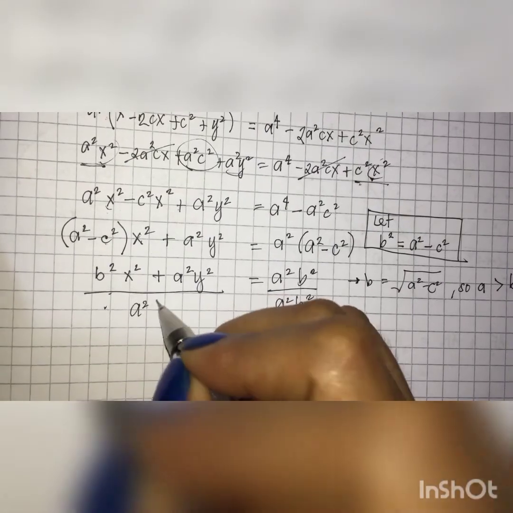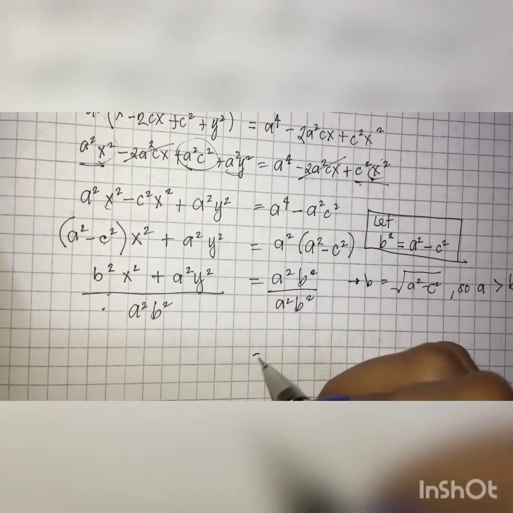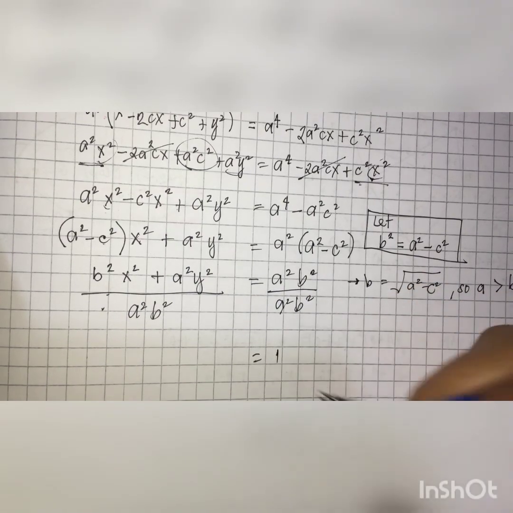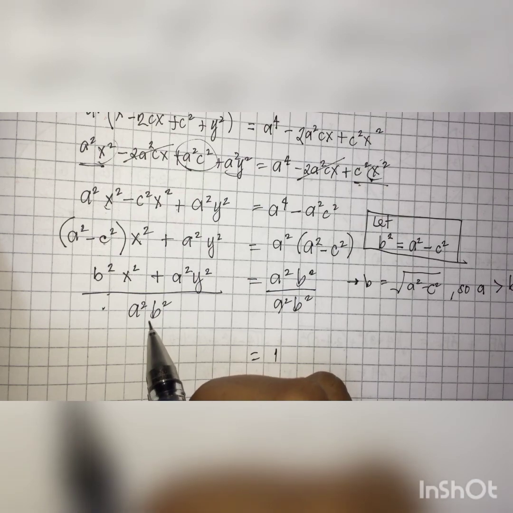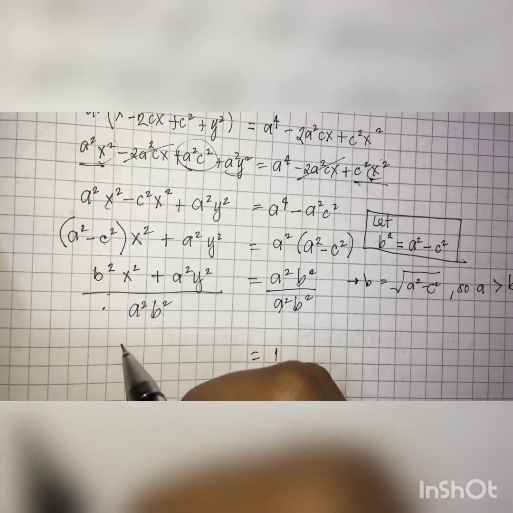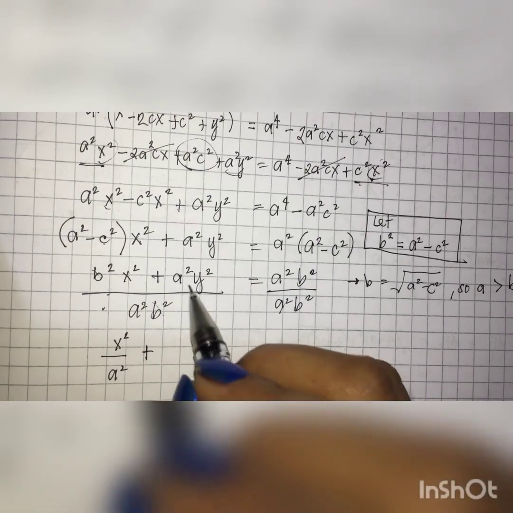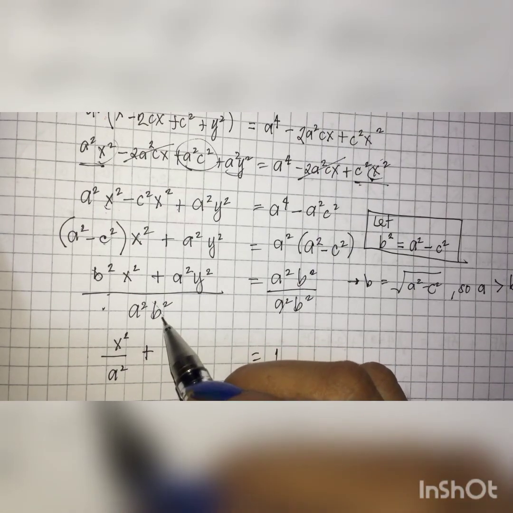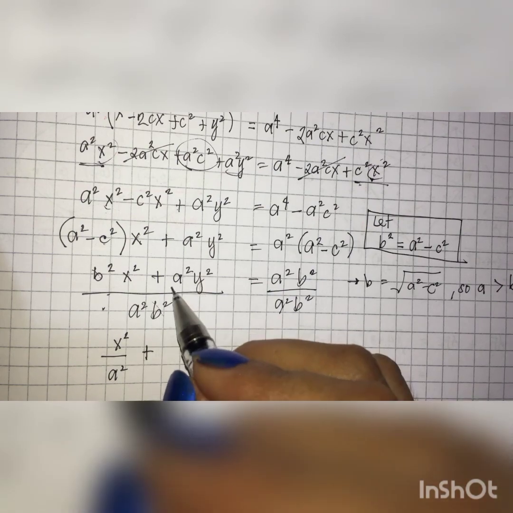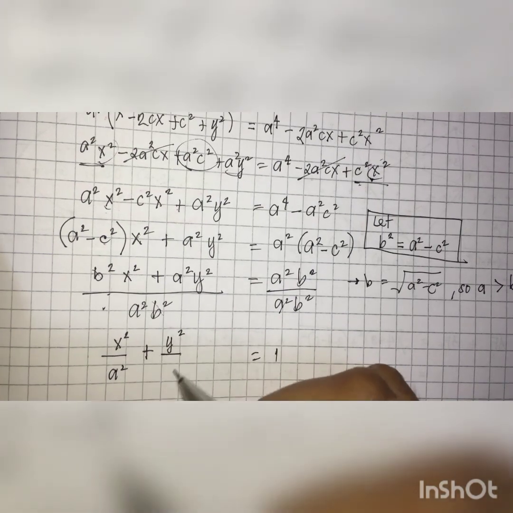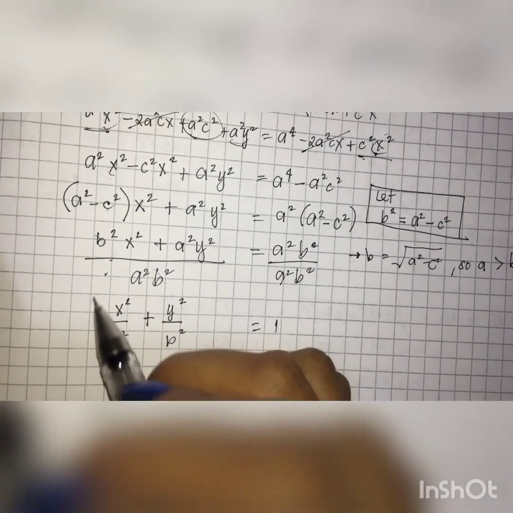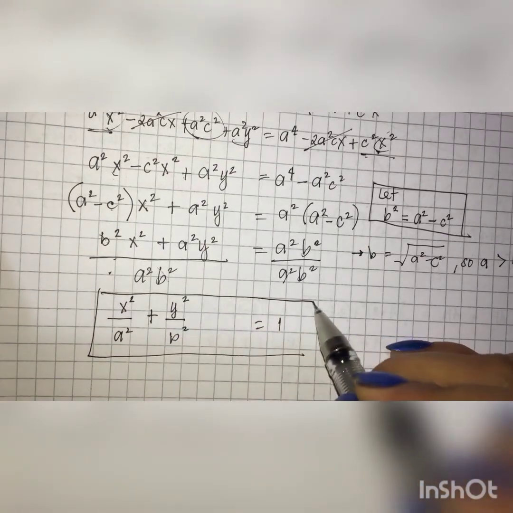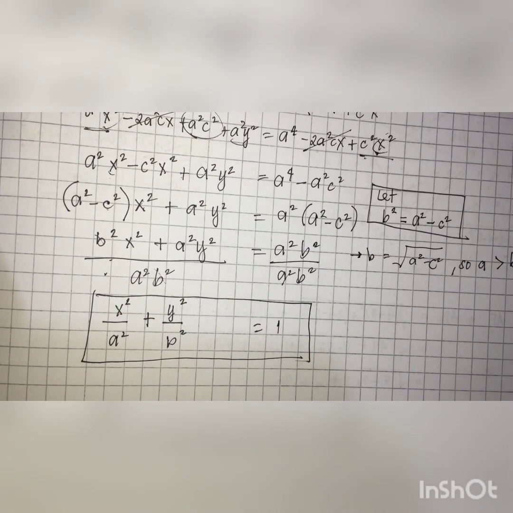We have cancel 1, and then b squared x squared divided by a squared b squared, cancel b squared, we have x squared over a squared, plus a squared y squared divided by a squared b squared, cancel a squared, we got y squared over b squared. Okay, so that's it. This is now our general formula or equation for an ellipse.